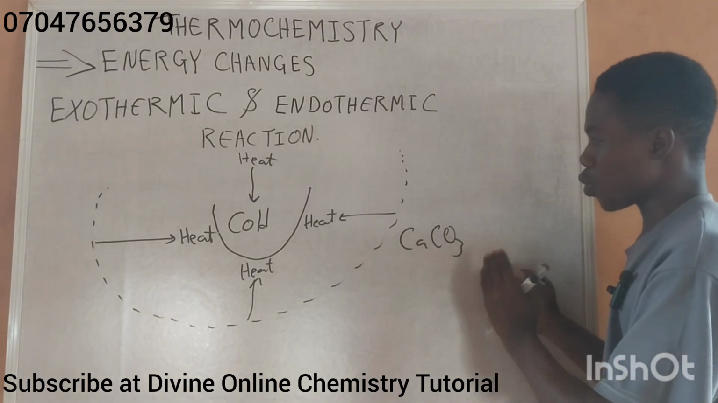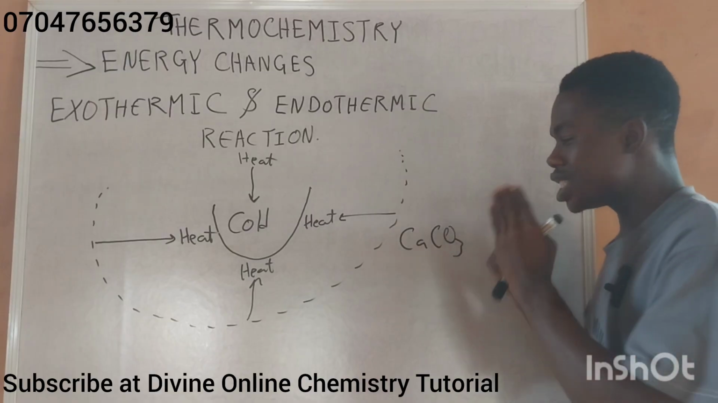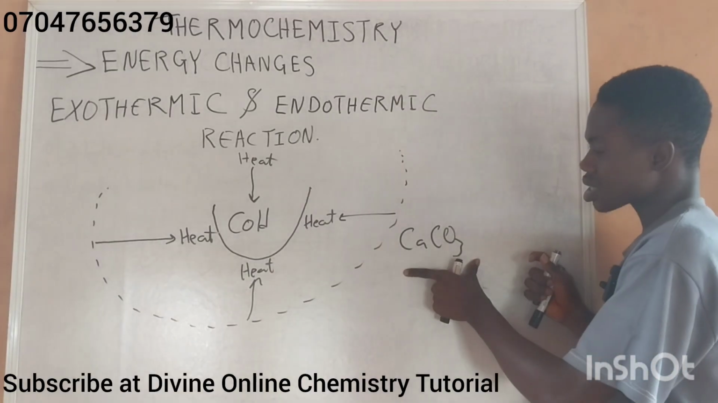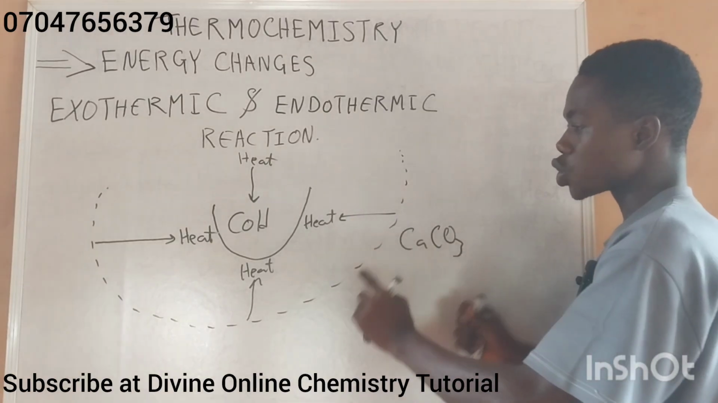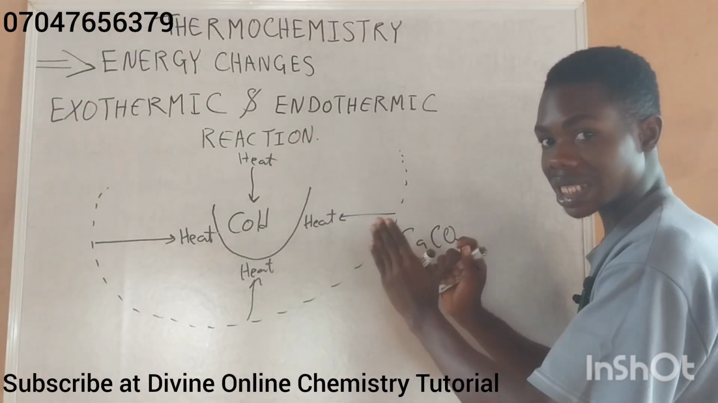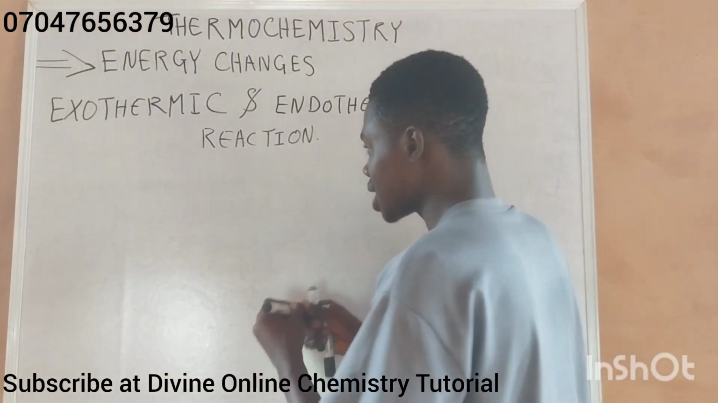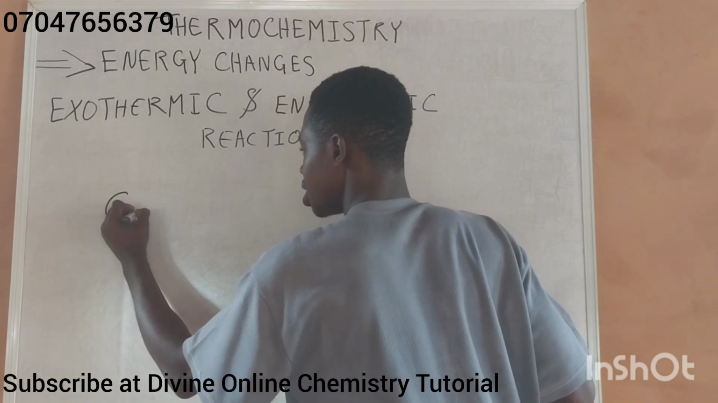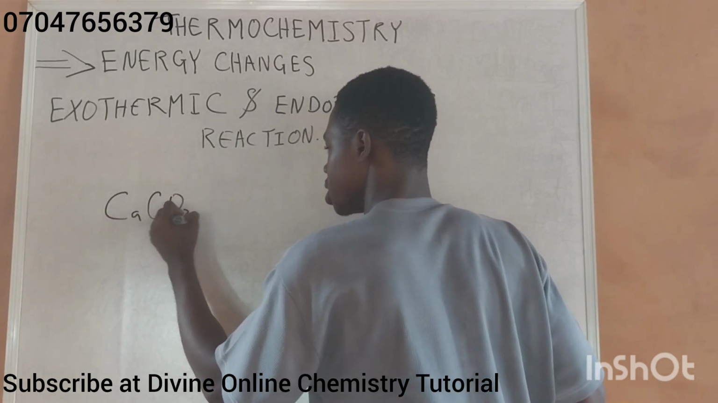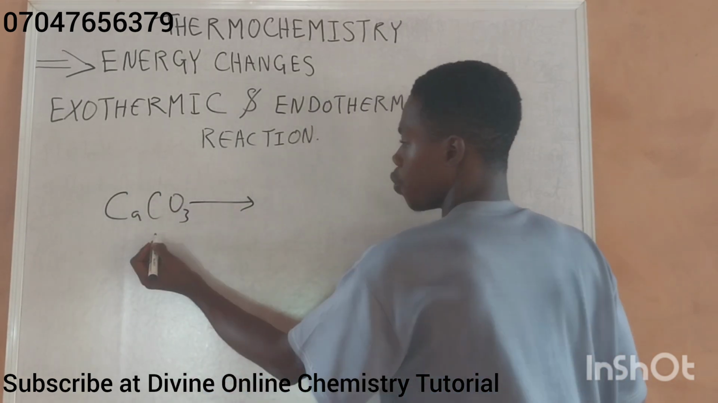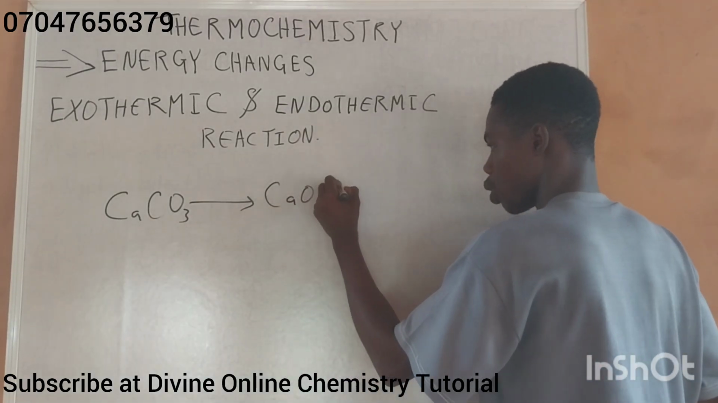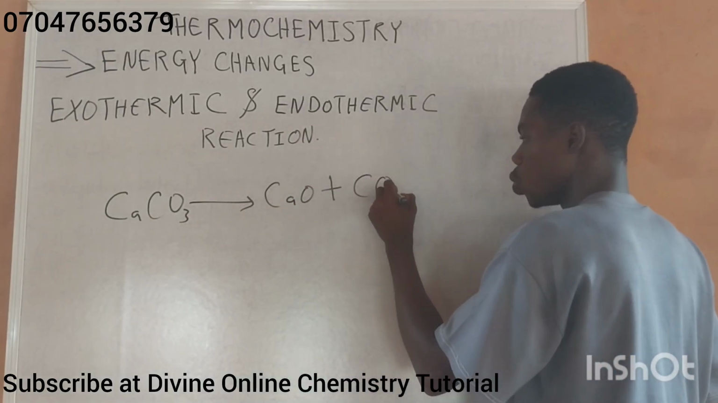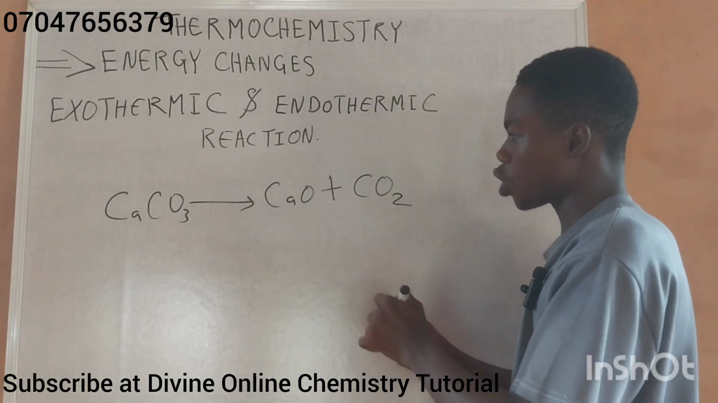So please take note of this. The thermal decomposition of this compound is an example of an endothermic reaction. So I'll be writing the reaction on the board right now. The breakdown of CaCO3 will give you CaO plus CO2.